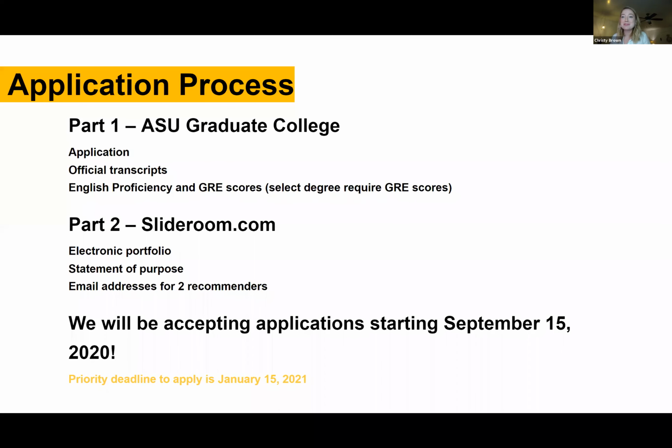We're in the middle of the admissions cycle right now. Our priority deadline is January 15th. This is the important deadline that you need to get your application in by if you want to be considered for funding opportunities that we have through the recruitment process. So since we have plenty of time, I recommend getting it in by January 15th.